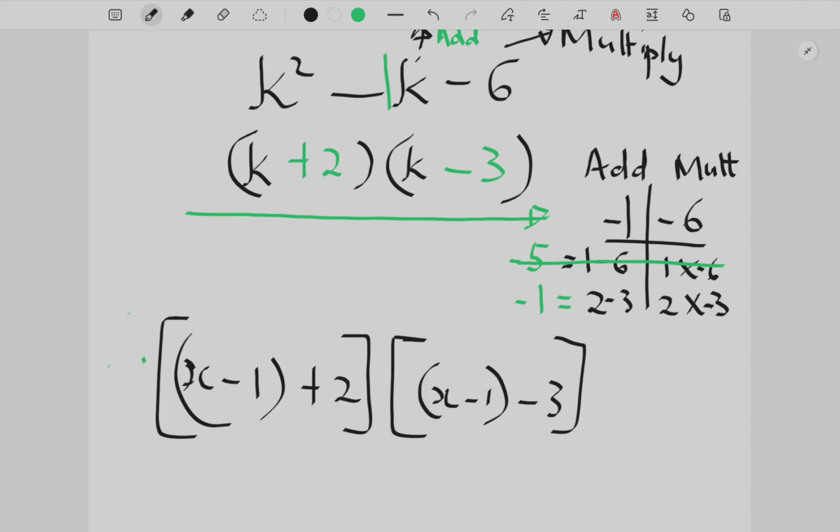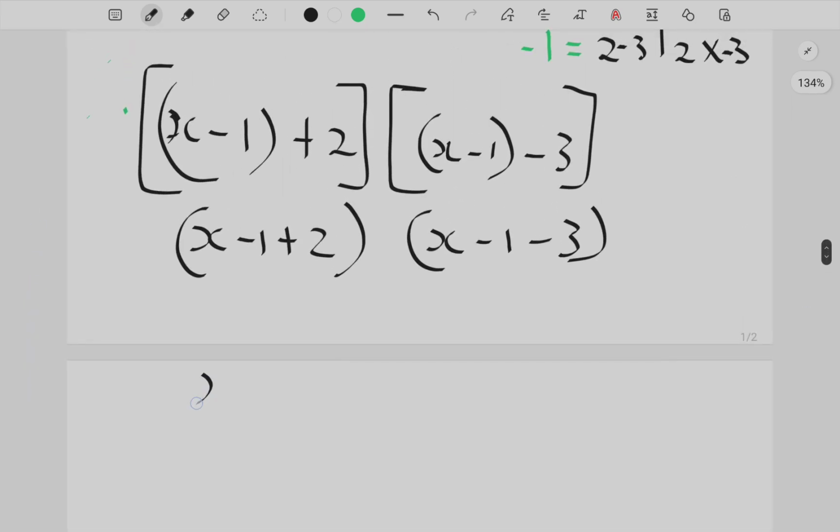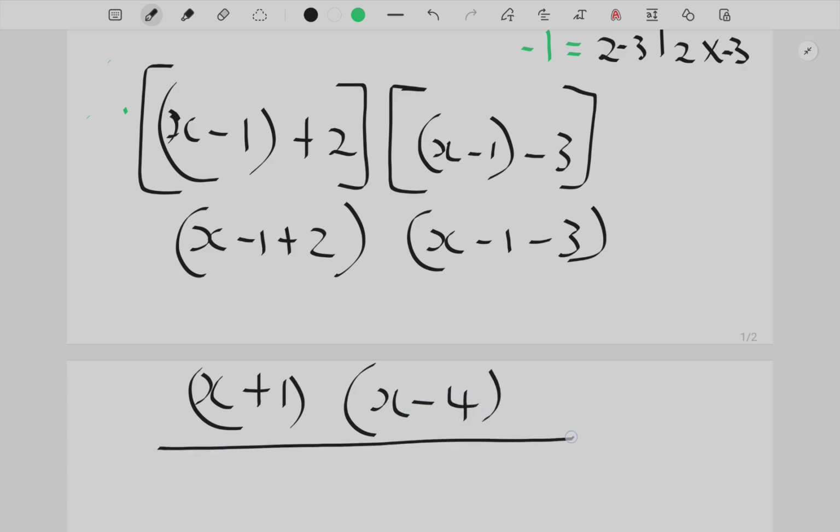Then we remove the bigger brackets. So we've got x - 1 + 2, and then this side we've got x - 1 - 3, which then gives us (x + 1)(x - 4). So these are the factors that we're looking for. Thank you.